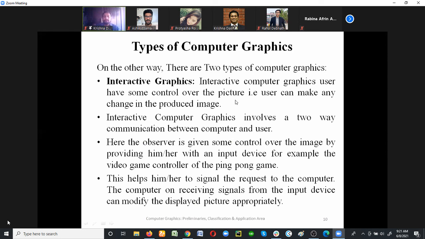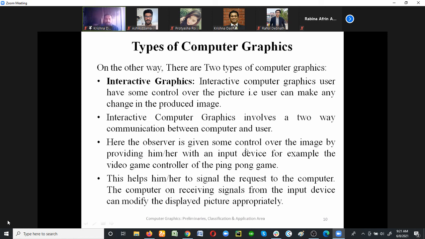And we all know what interactive graphics are. The user has some control over the picture. That means whatever you can see on the screen, you can change it in the produced image. So interactive graphics involves two-way communication between the computer and user. You give some instruction, and on that basis, the screen changes its image.